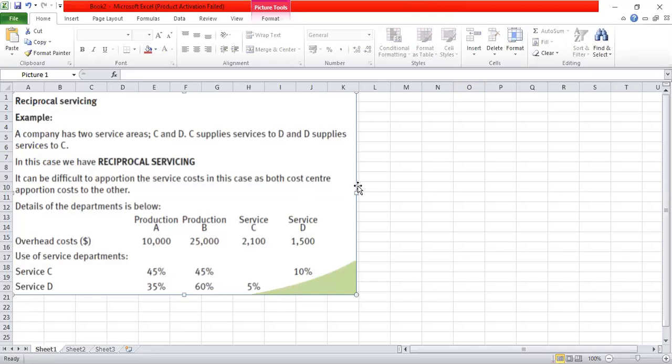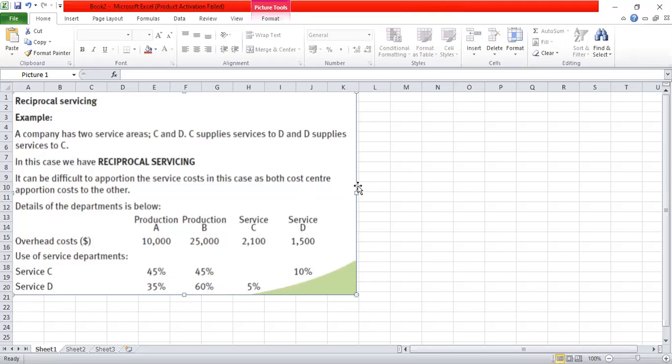How to charge the service department cost to production departments. There are two production departments A and B. There are two service departments C and D. Now, in this case, production costs, overhead costs are incurred by all of them: production department A, production department B, service department C, service department D.